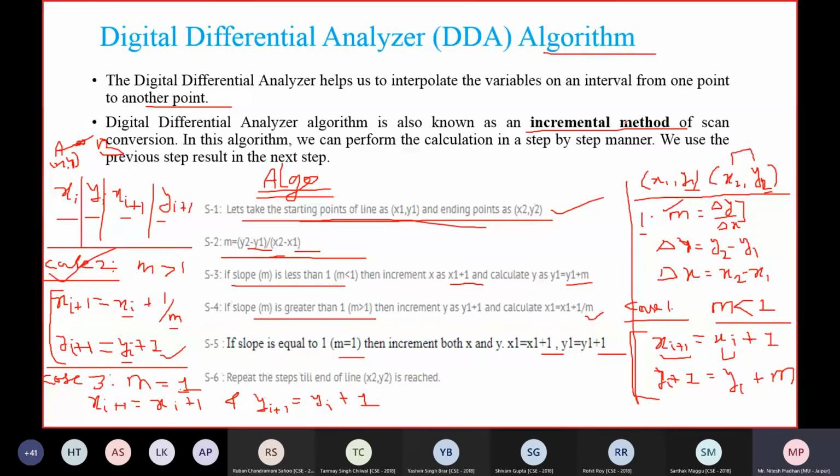Okay, good. Now see guys, one by one we'll see examples of different categories of this DDA algorithm. Please make sure that you remember this algorithm for your exam. There are 3 cases: if m is less than 1, increase x by 1 and y by m. If the slope is greater than 1, increase x by 1 over m and y by 1. And if your slope is equal to 1, increase both the coordinates by 1.